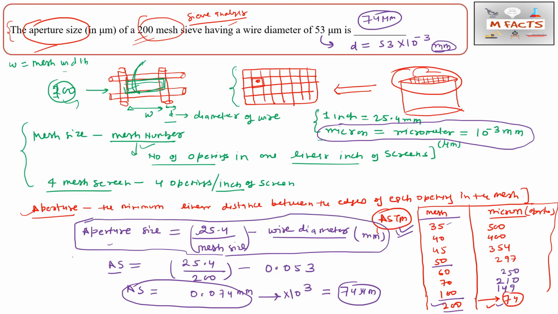Okay, and always remember, whenever you are taking this wire diameter, always take it in mm, otherwise it will be wrong, because here we change this inches into mm only. Okay, so this is the verified formula for finding this aperture size. So aperture size will be 74 micron meters.